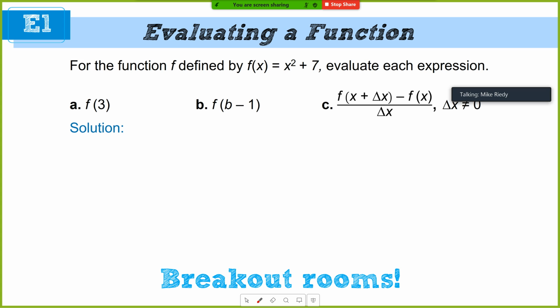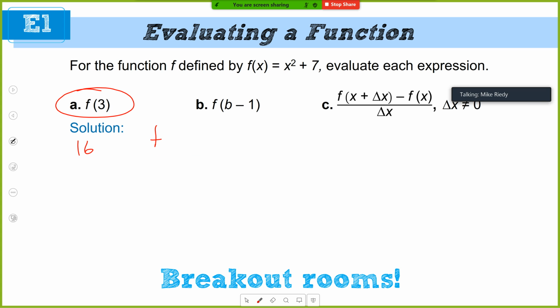All right, so everybody should be back now, yes? We're good? Beautiful. Okay, before we talk about the answers, let's talk about what it means. So, for instance, what does f of 3 mean? What is that asking you to do? Plug in 3 into the equation. Beautiful. So you should get 16, yes?